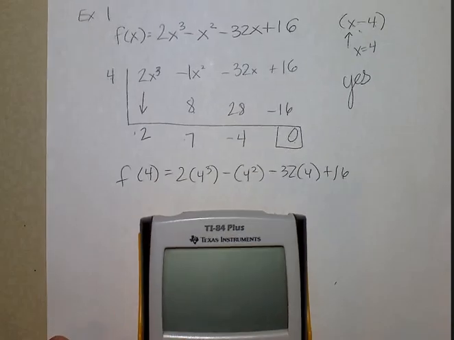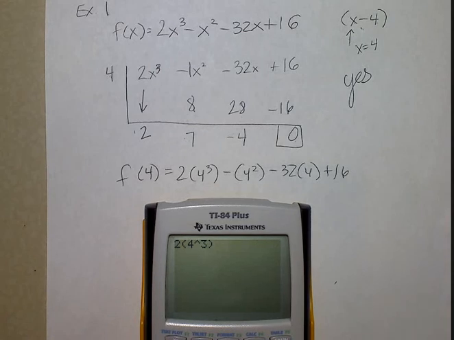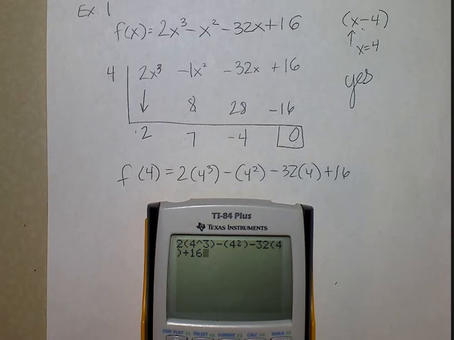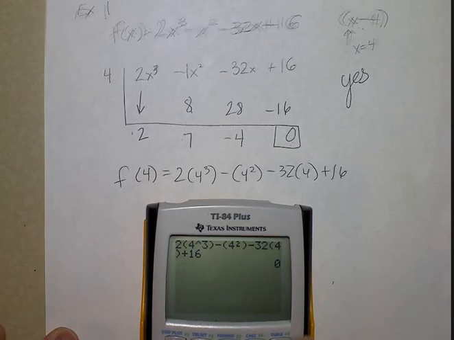Start by typing in 2. Parentheses, you're going to do 4 caret key 3 in parentheses. That means 4 to the third power. Subtract, parentheses, 4 squared. Minus 32 times 4 plus 16. We should also get the same answer of 0. We're just double checking. It's an alternative method for checking real solutions. So does it work? Yes. You don't have to do both, but you're welcome to do that.